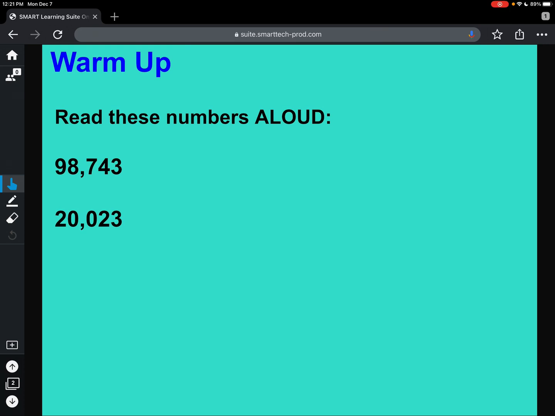I forgot to say before we get started, make sure that you have your slate, marker, math journal, and a pencil. For our warm-up today, I just want you to read these numbers aloud. So take 20 seconds, read these numbers out loud, and then we'll check our answers.